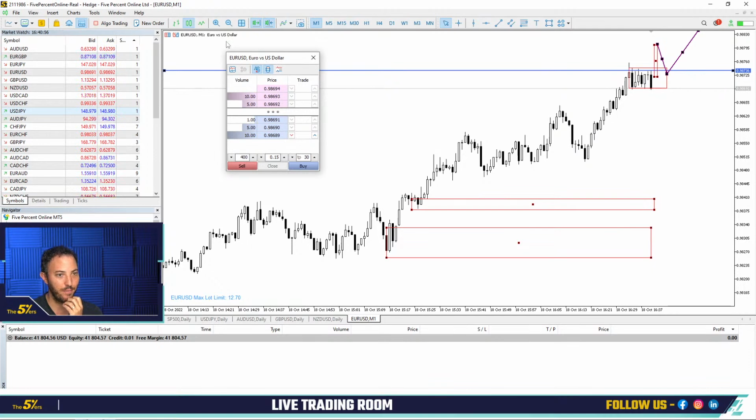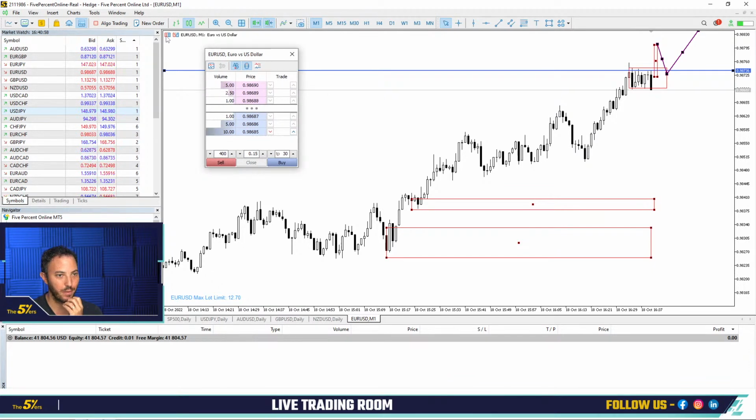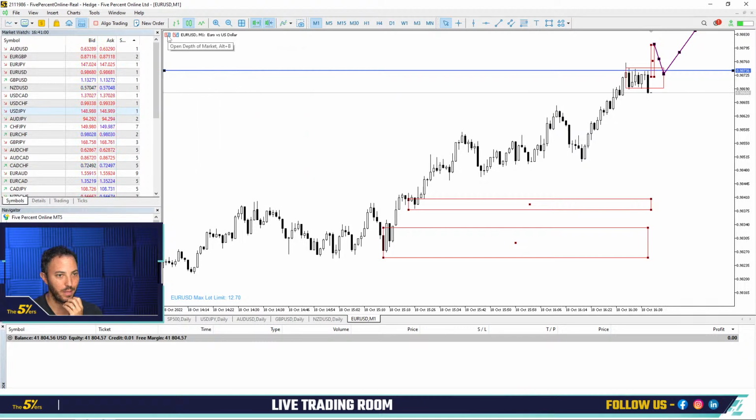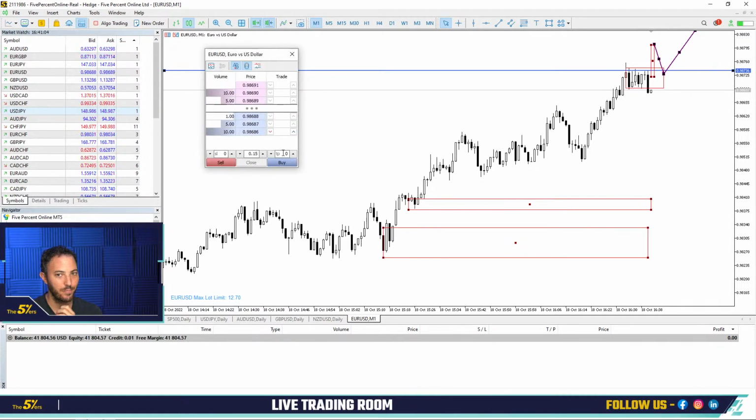Yeah, this is the depth of market. This window here, you can click it here. Depth of market. And then you can predefine your lot size and your take profit, all in points. And you can just go buy and sell.